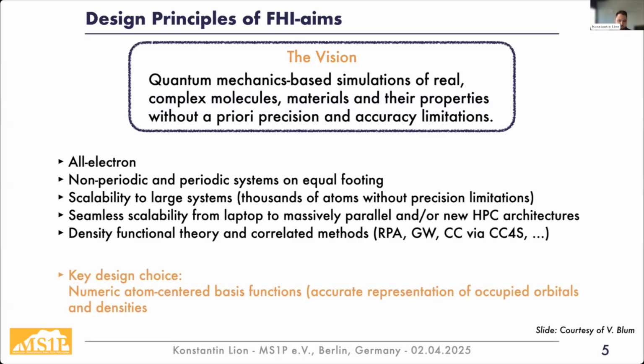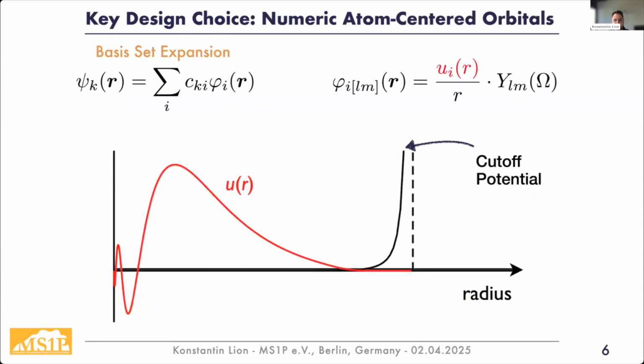And the key design choice behind FHI-aims is really what kind of basis set you choose. And in this case, it's the numeric atom-centered basis functions, because they allow for an accurate representation of the orbitals as well as the densities. So let's dive right in. Let's talk a bit more about these atom-centered orbitals.